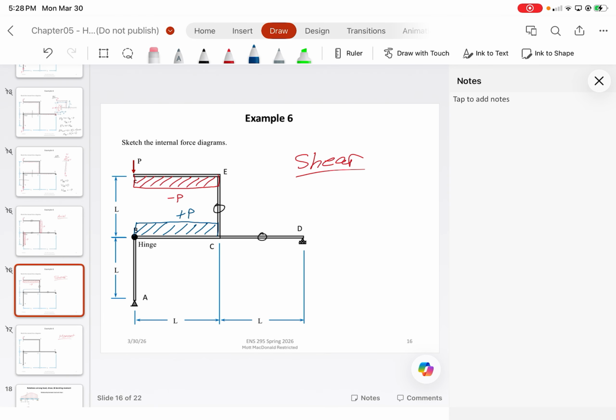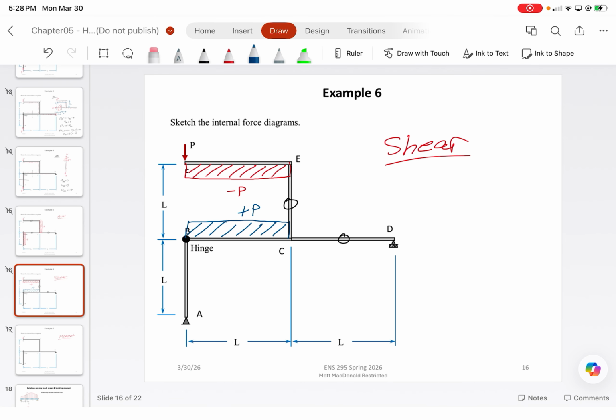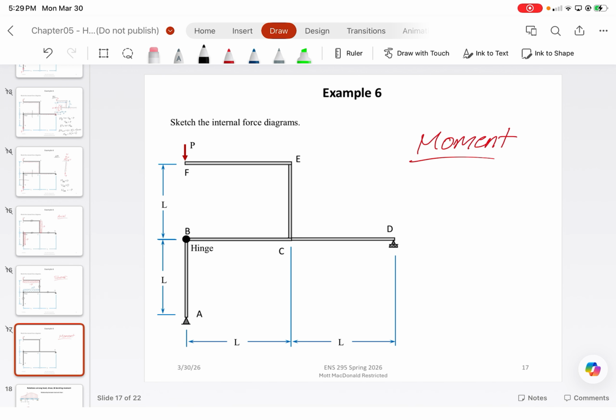Which means that the bending moment varies linearly from 0 to x. So we know that the bending moment is going to be 0 at this point here because our x was defined with respect to point F. And then it increases all the way to what length? L. So our bending moment is linear. So the maximum bending moment is negative PL.